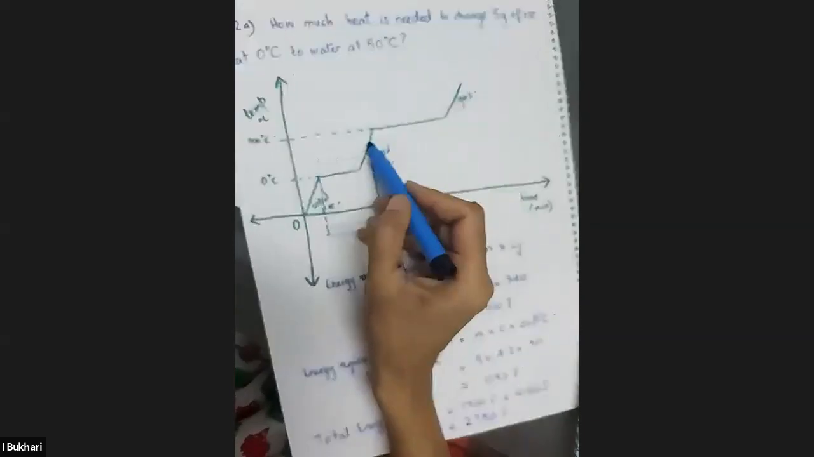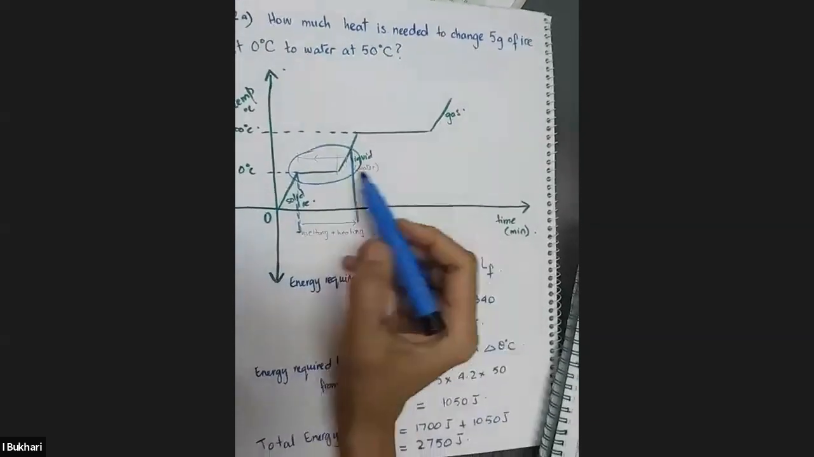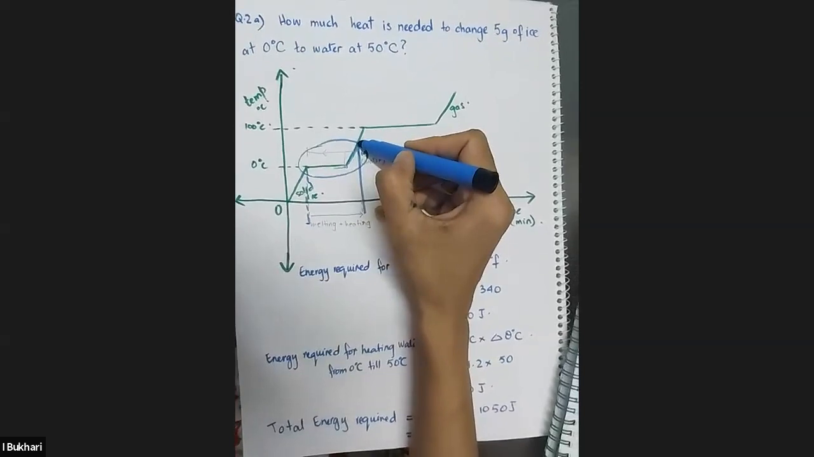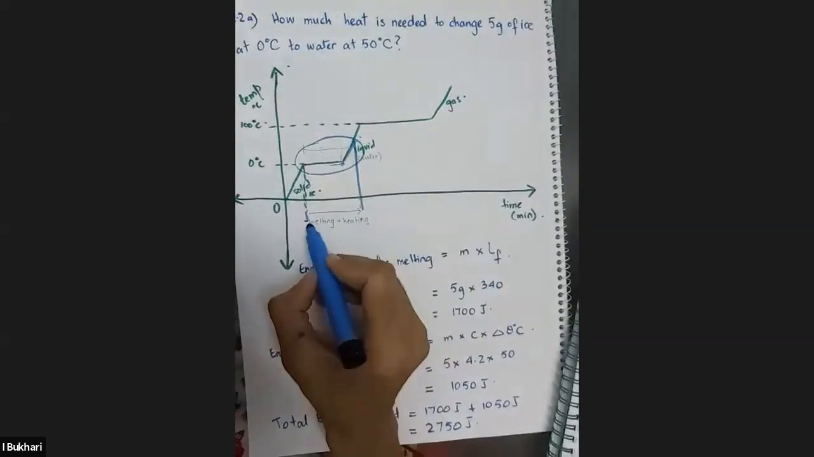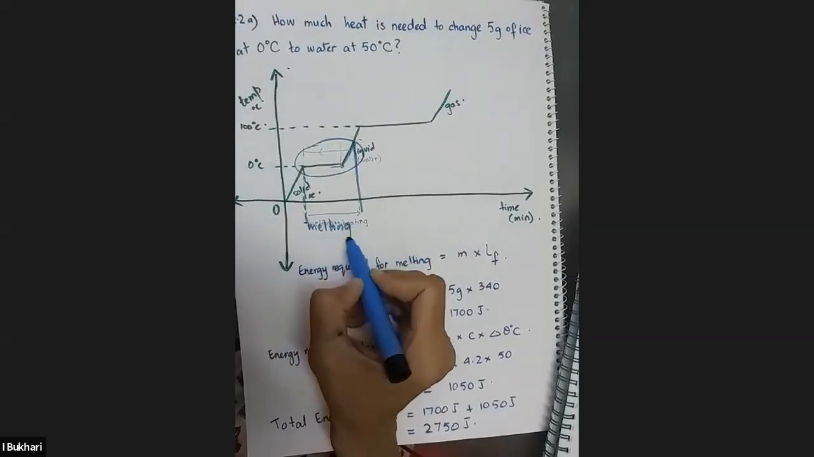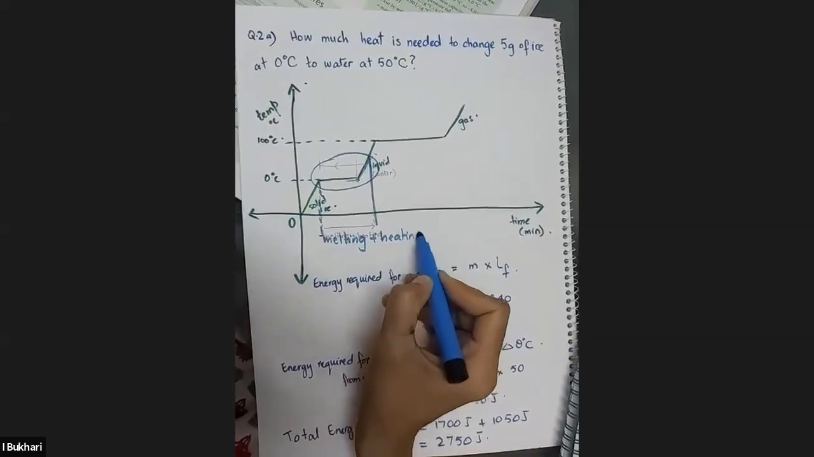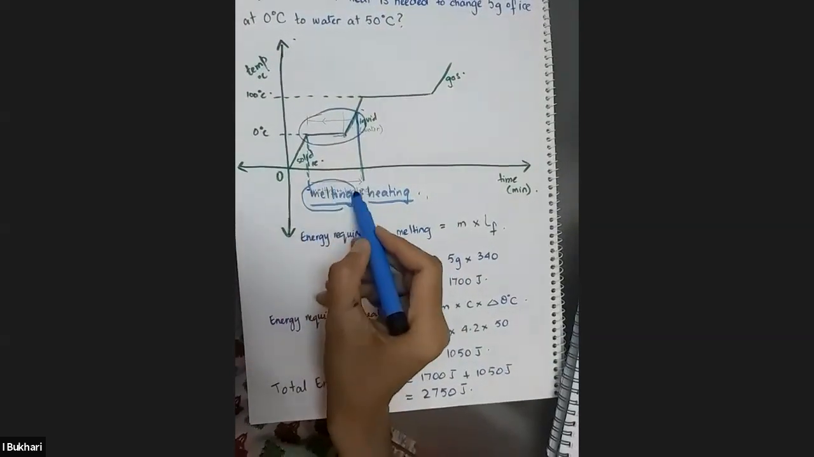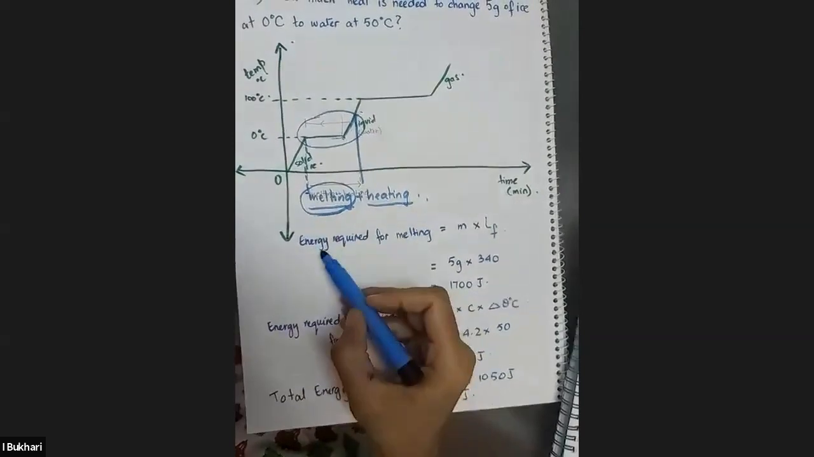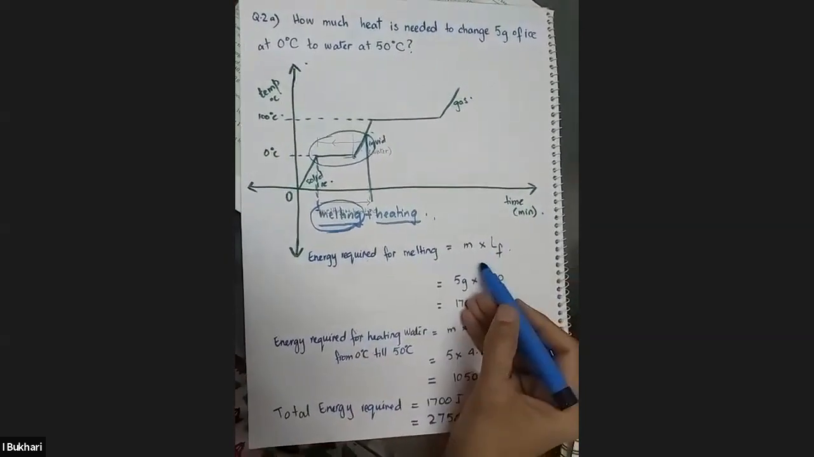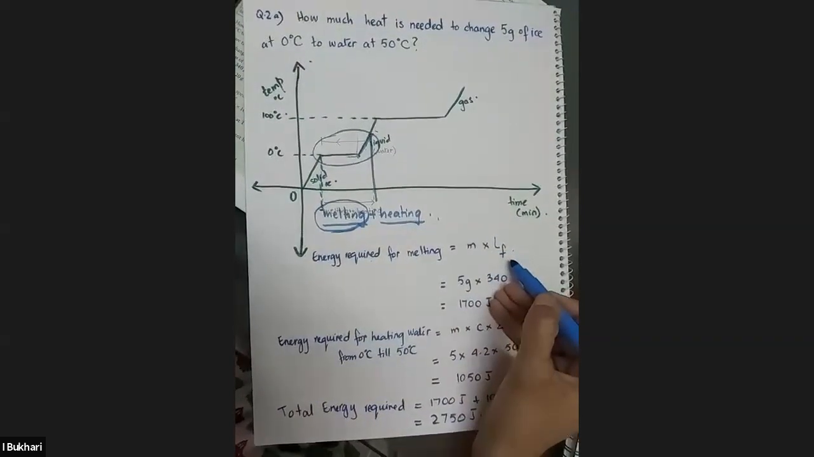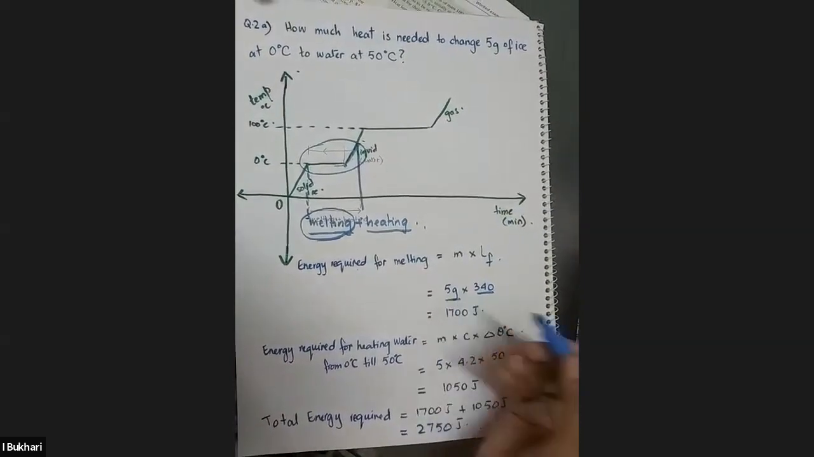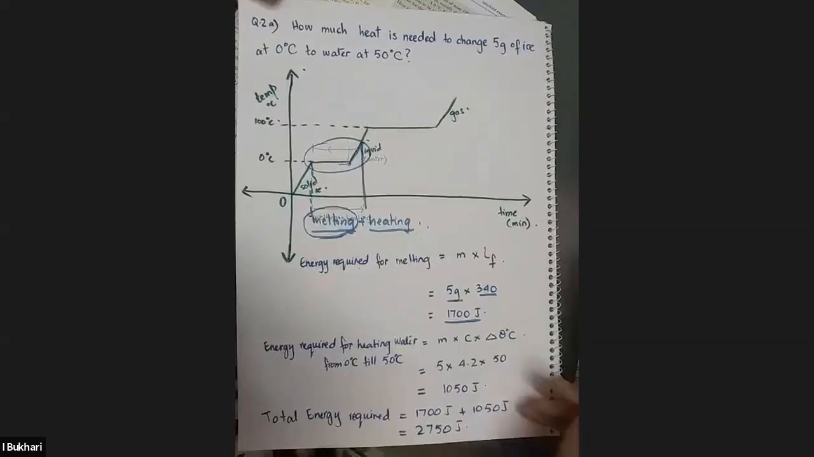Now, this is what we are dealing with. That means we're dealing with melting. And then after melting, we are even heating the water from 0 to 50. So we have two processes going on, melting plus heating, okay? That makes the question a little complicated. So first of all, we will deal with melting separately. Energy required for melting is mass multiplied by the latent heat of fusion, which from the table is 340, multiplied by the mass, 5 grams, and the answer is 1700.